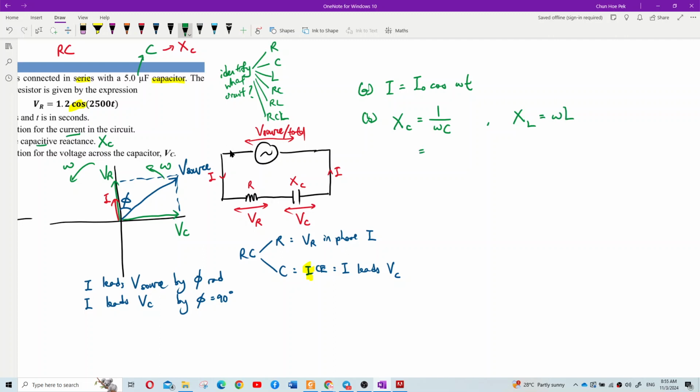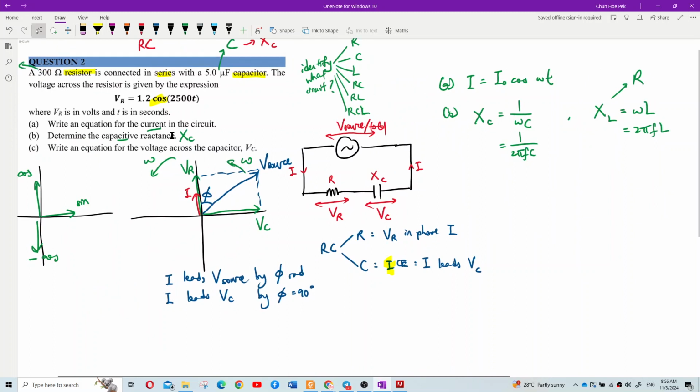So also you can change it to omega is 2 pi f, so omega L, XL is 2 pi fL. That means you can use frequency here. This is a formula to find XC and XL. They are almost like resistance, just that XC and XL are resistance specific for capacitor and inductor or solenoid. Understand? Okay, now capacitive reactance, how to find?